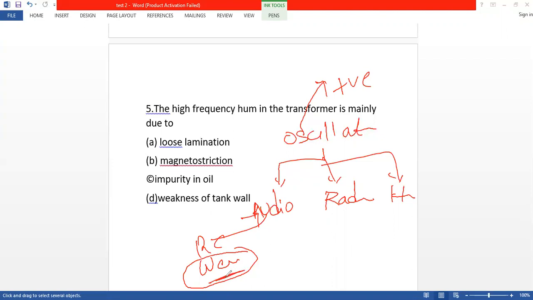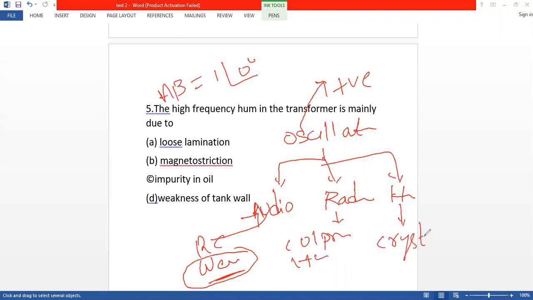Positive feedback produces 360 degrees. The Barkhausen criterion, you know, is A beta equal to 1. That is, the magnitude is 1 and the angle is 0. A beta is 1 at an angle of 0. Now, negative feedback is used for stability. For radio frequency, Colpitts and Hartley. Higher frequency is your crystal oscillators. Okay, keep in mind. You need to connect the data in this way.